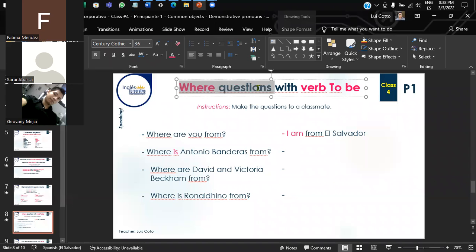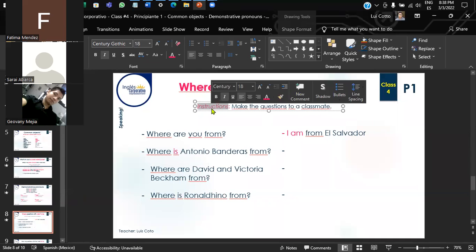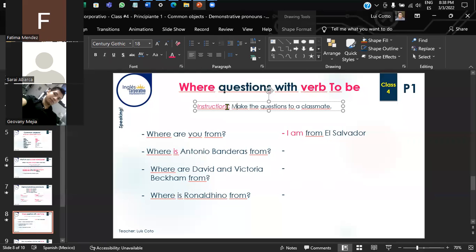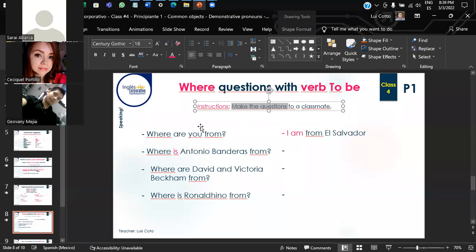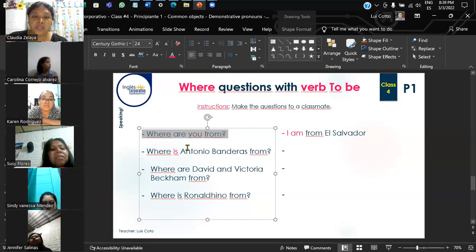Questions with where to be. Okay. Instructions. You can read it. Instructions: make the questions to a classmate. Okay, Rachel Colorado, make this question for a classmate. Where are you from? That question for a classmate. ¿De dónde eres? But in English, let's practice English. Where are you from?